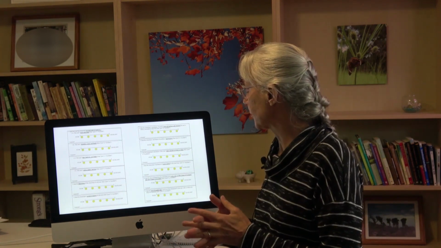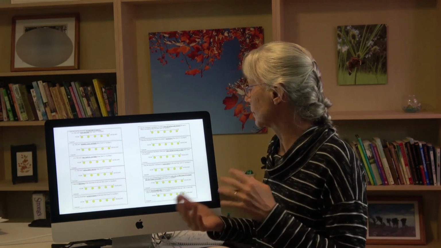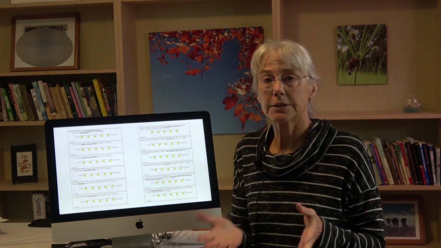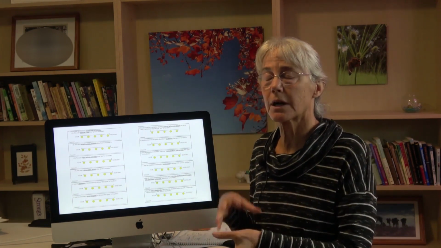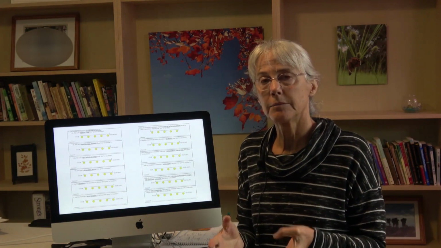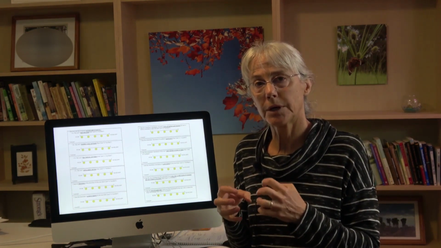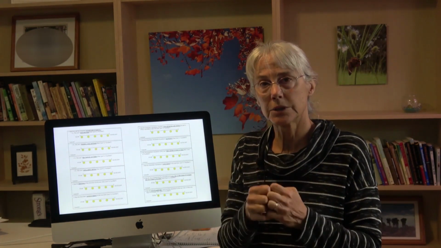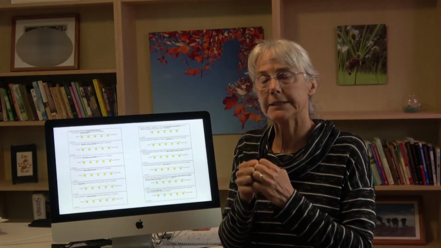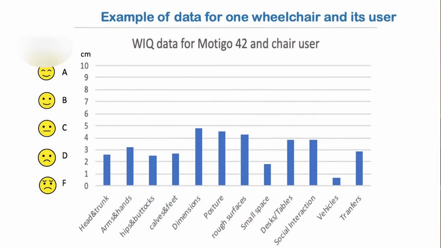Rate the ease of transferring in and out of this wheelchair for this user without help of an assistant. And this one is also a very important and universal aspect. Obviously, there are other questions we could have asked, but we wanted to keep it brief, and we wanted to give the ability to therapists to have a voice, to wheelchair manufacturers to say what they see working and not working. Here's an example for one wheelchair and its user.